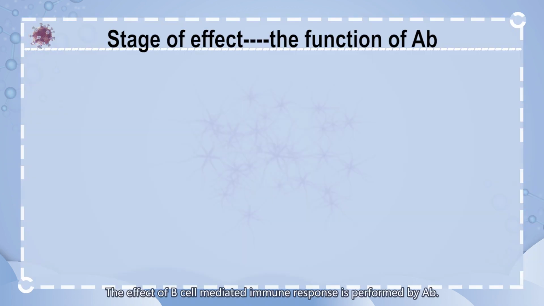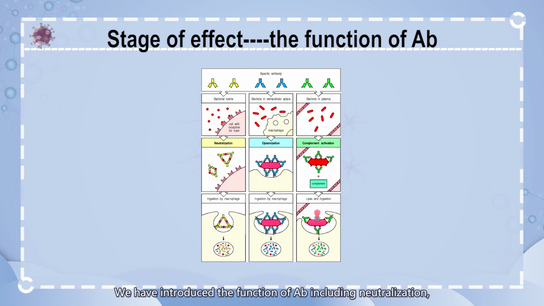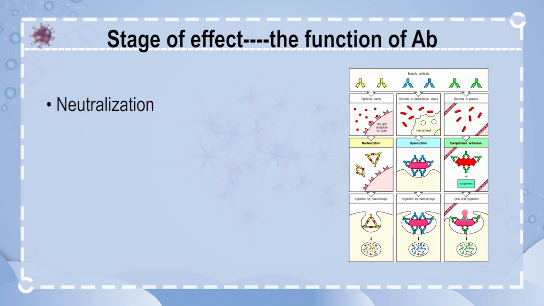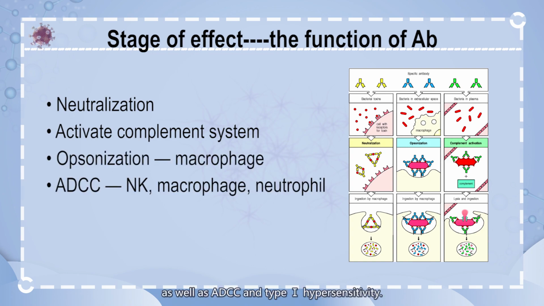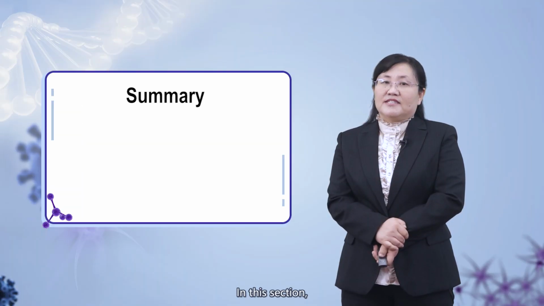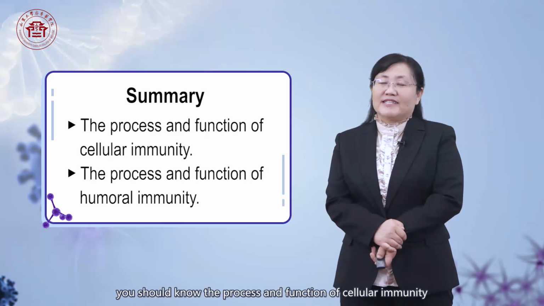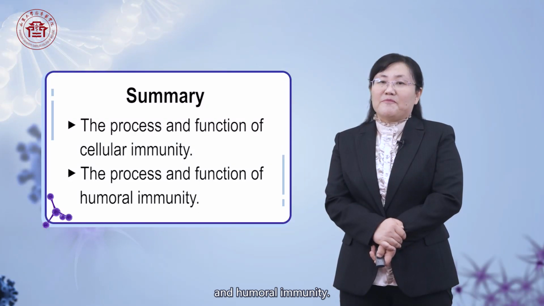The effect of B-cell-mediated immune response is performed by antibody. We have introduced the function of antibody, including neutralization, complement activation, opsonization, as well as ADCC and type 1 hypersensitivity. In this section, you should know the process and function of cellular immunity and humoral immunity.